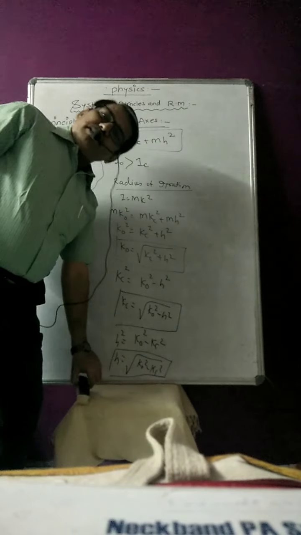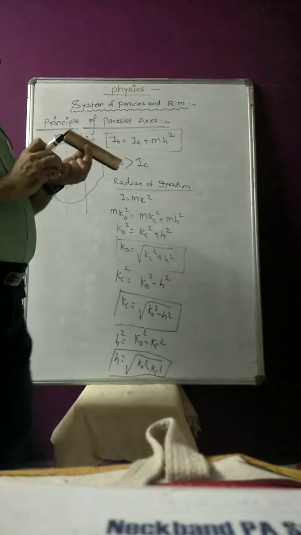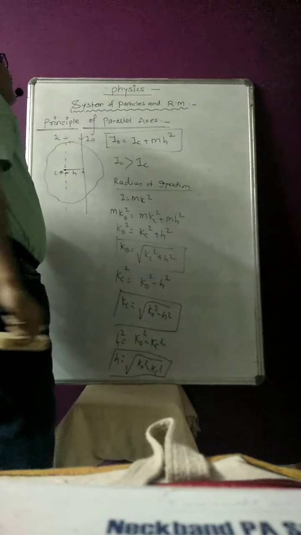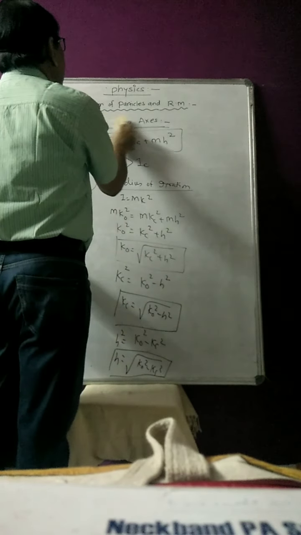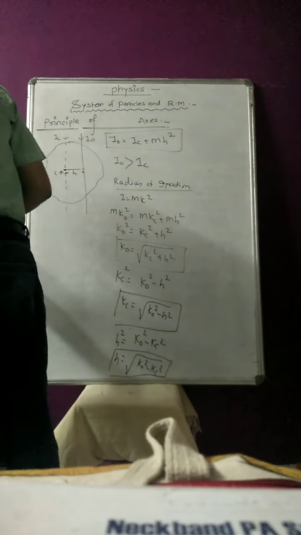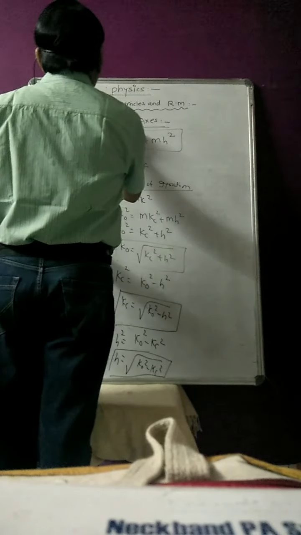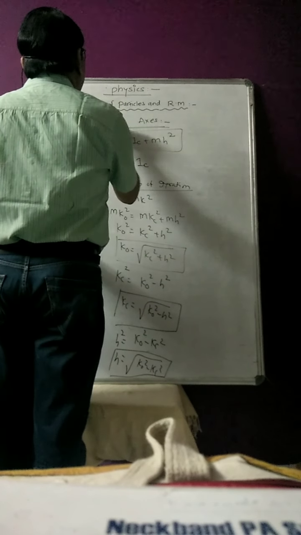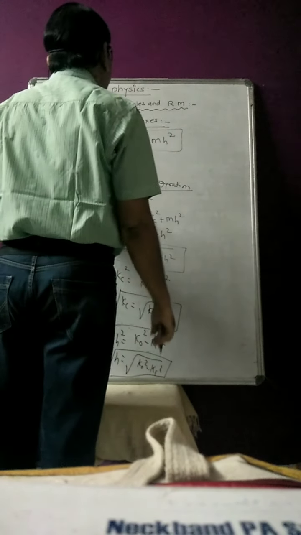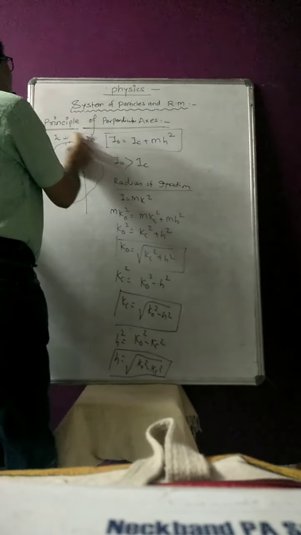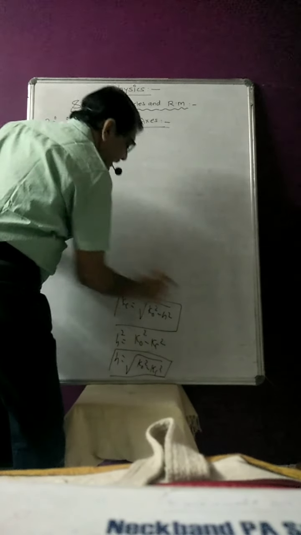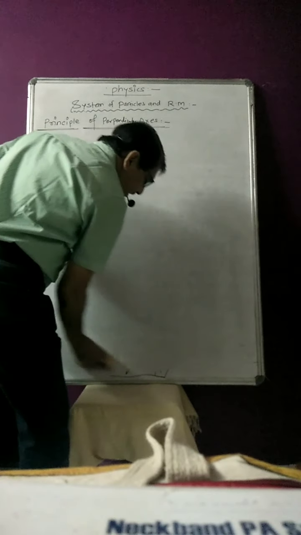Once you have the idea about the principle of parallel axis theorem, there is another theorem, and the name of that theorem is the principle of perpendicular axis theorem. Now I have to change to that theorem, and I will explain how we are able to find the moment of inertia.